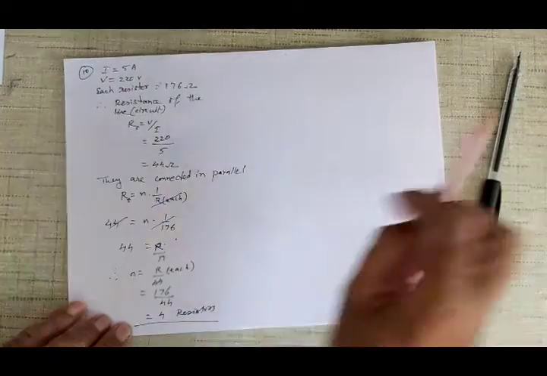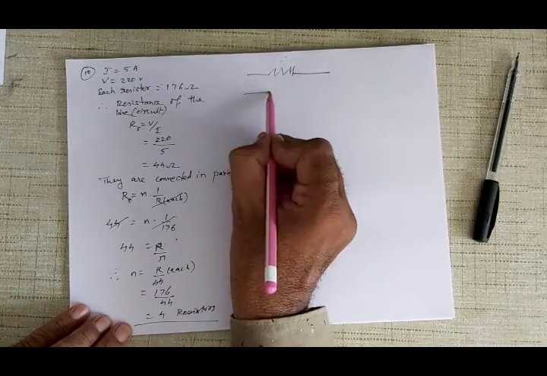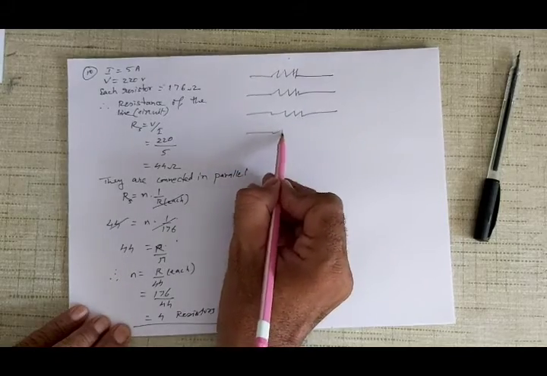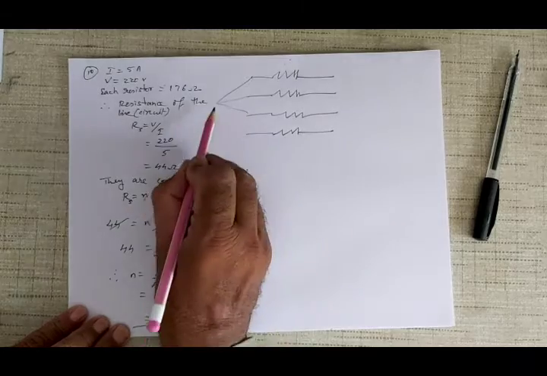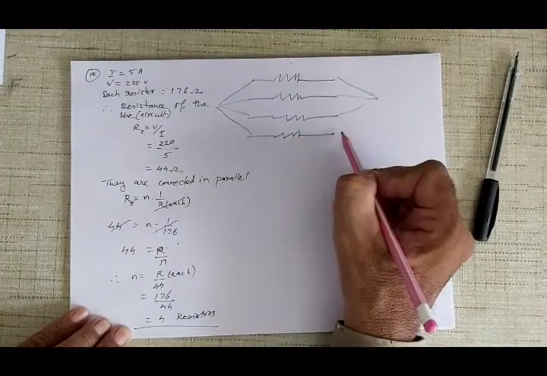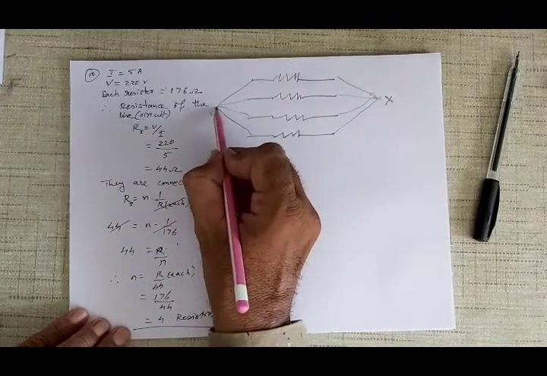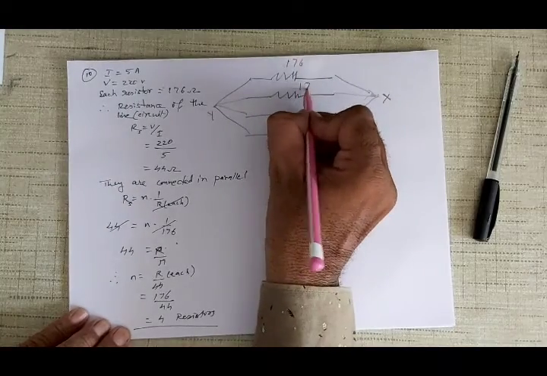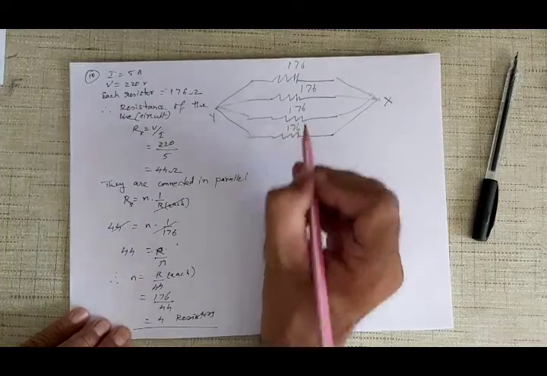How? See, in this way. First of all, this way, this and this, they are all connected in parallel. This way, between points X and Y, this is your point X and Y, this is 176 ohms, this is 176 ohms, this is 176 ohms, and this is 176 ohms.